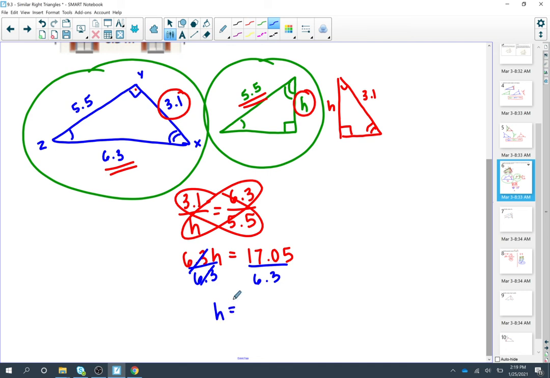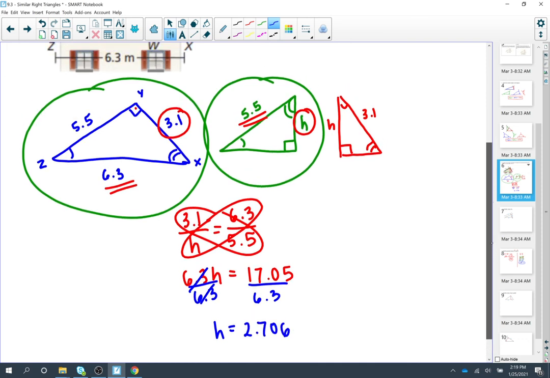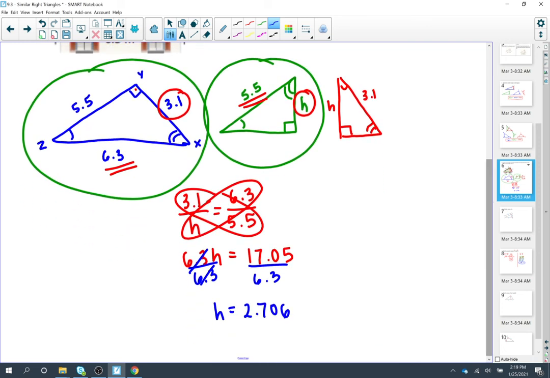H equals 2.706. These are in meters. So roughly, the height of the roof is 2.706 meters.